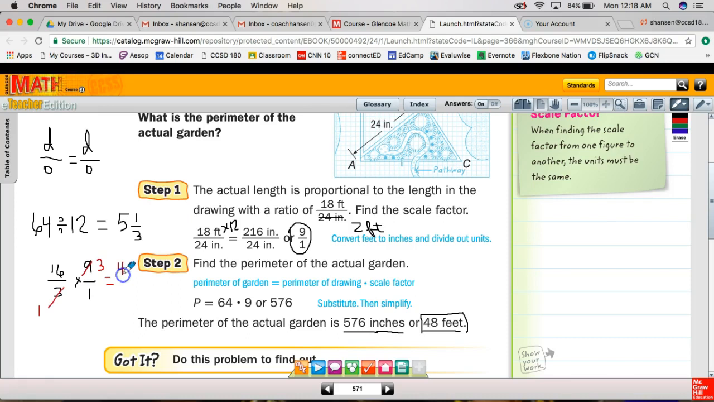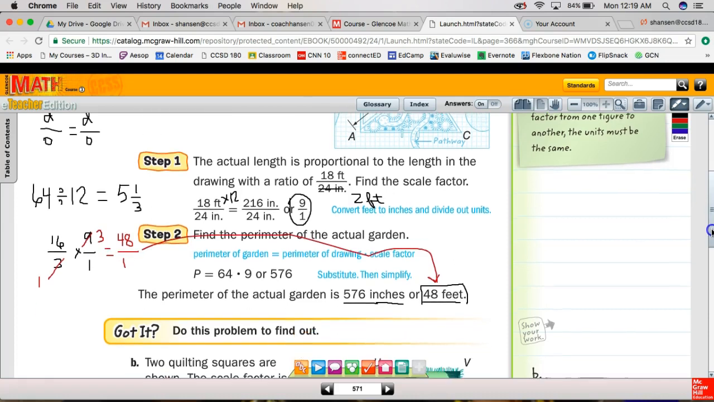16 times 3 is 48. 1 times 1 is 1. And 48 over 1 is obviously 48. So that is where this is coming from. There's my 48 feet for the perimeter of the building, if that makes sense, the actual garden. Again, if that was confusing, back it up, take another look at it.